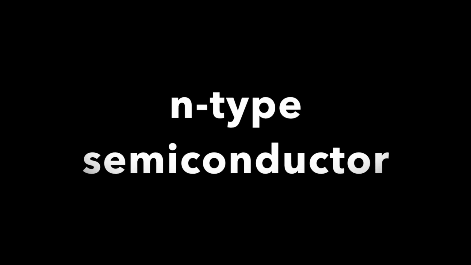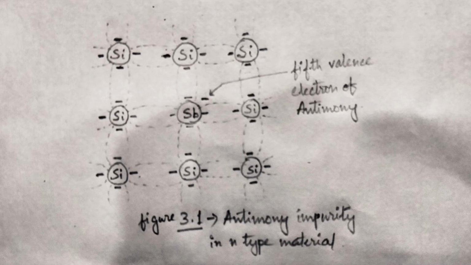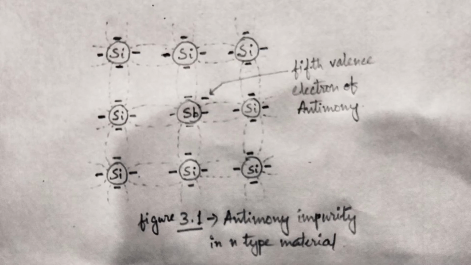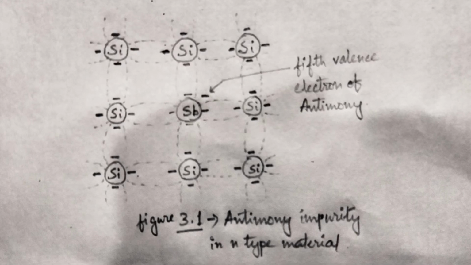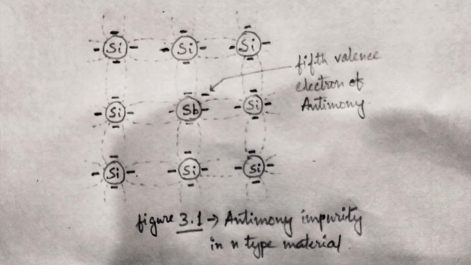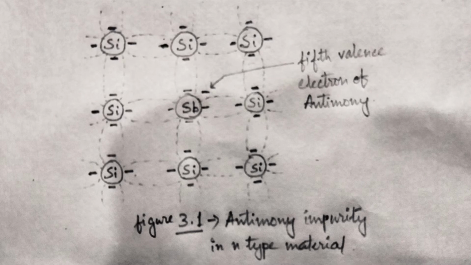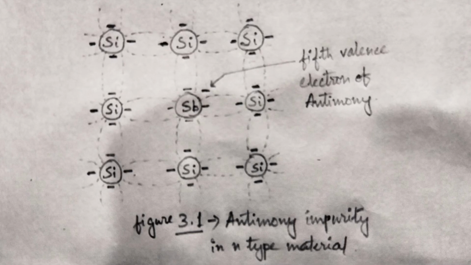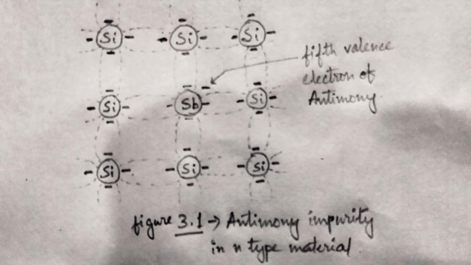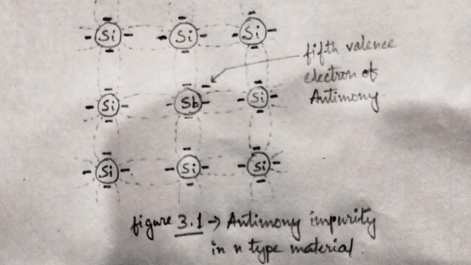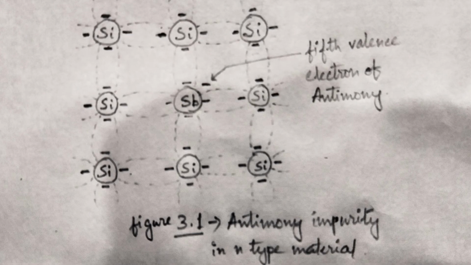Let us start with N-type semiconductor. Figure 3.1 shows the crystal structure of an N-type semiconductor with a pentavalent impurity, antimony. Antimony has 5 valence electrons in the outer shell, same as arsenic and phosphorus. We see that the 4 covalent bonds are still present, but the 5th electron from antimony is unassociated with any covalent bonds. This remaining electron is loosely bound to its parent atom, and relatively free to move within the material. Diffused impurities with 5 valence electrons are called donor atoms.